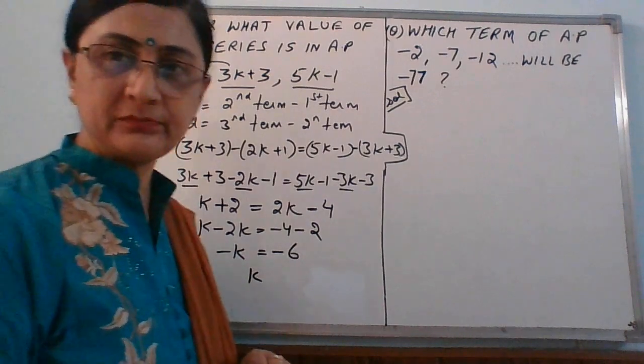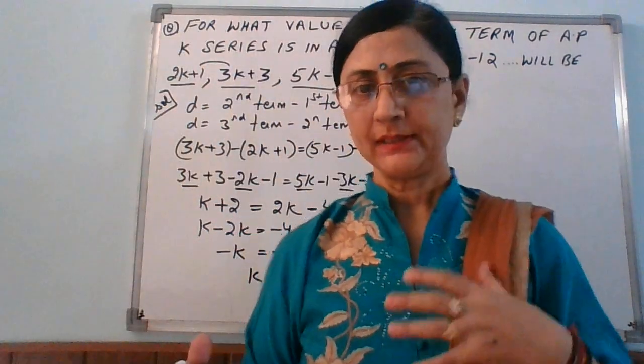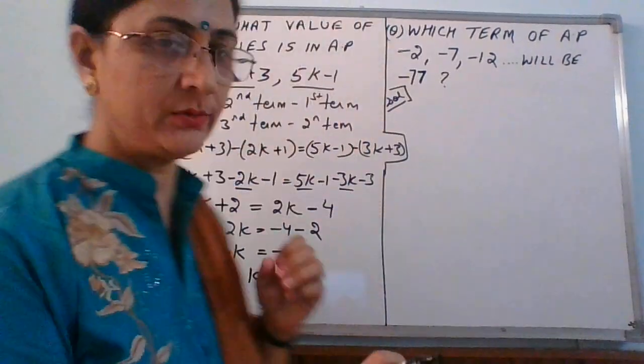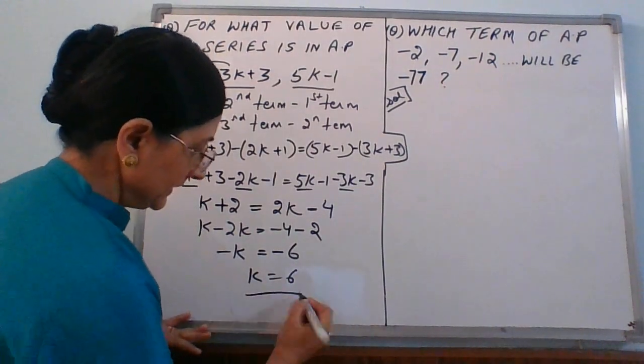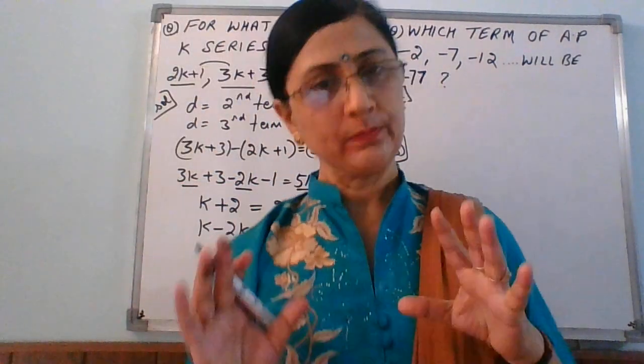So here, children, what happened? Accordingly, what is left here? Okay. So now the answer of this will be 6, right? So I hope it is clear.